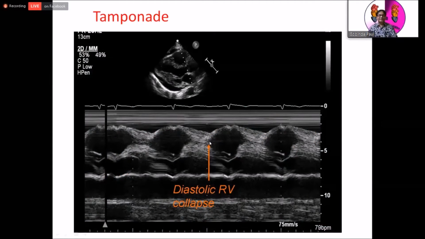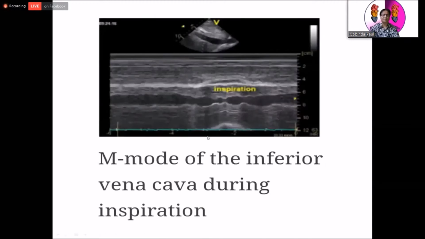We can assess diastolic RV collapse in case of cardiac tamponade. There is a diastolic RV collapse. Usually in diastole there is an outward movement, but here there is an inward movement of the RV free wall.